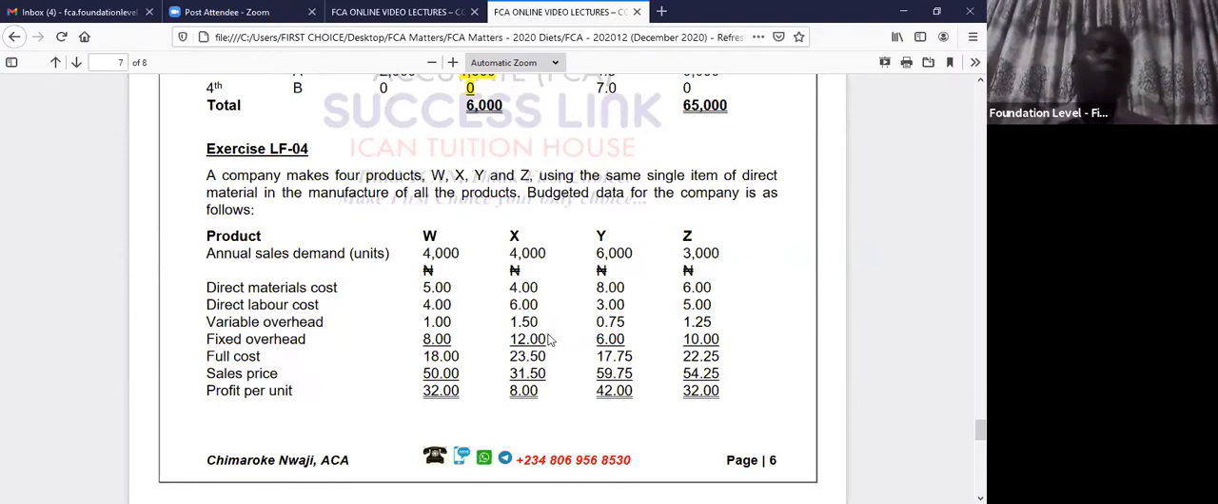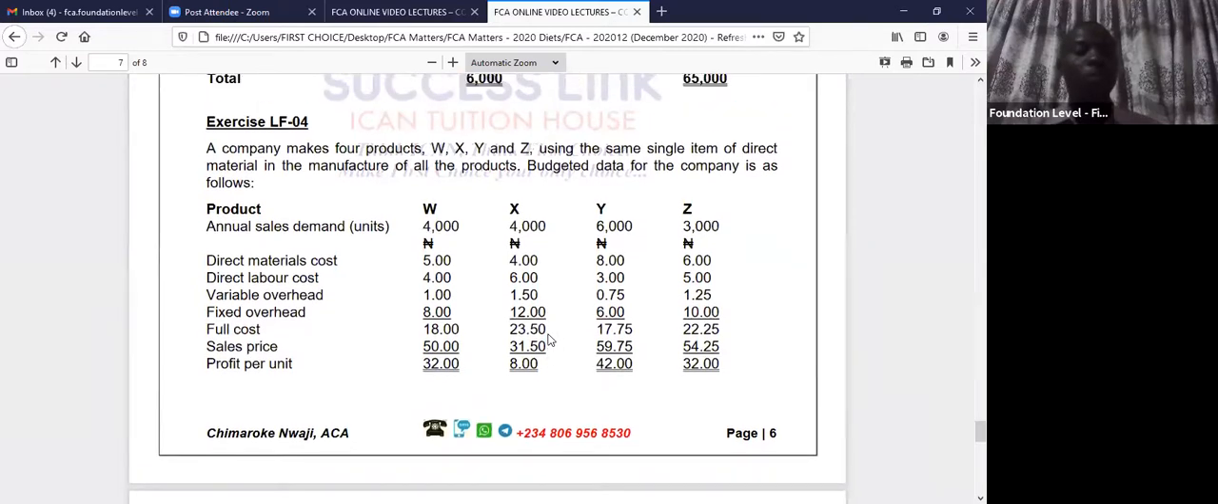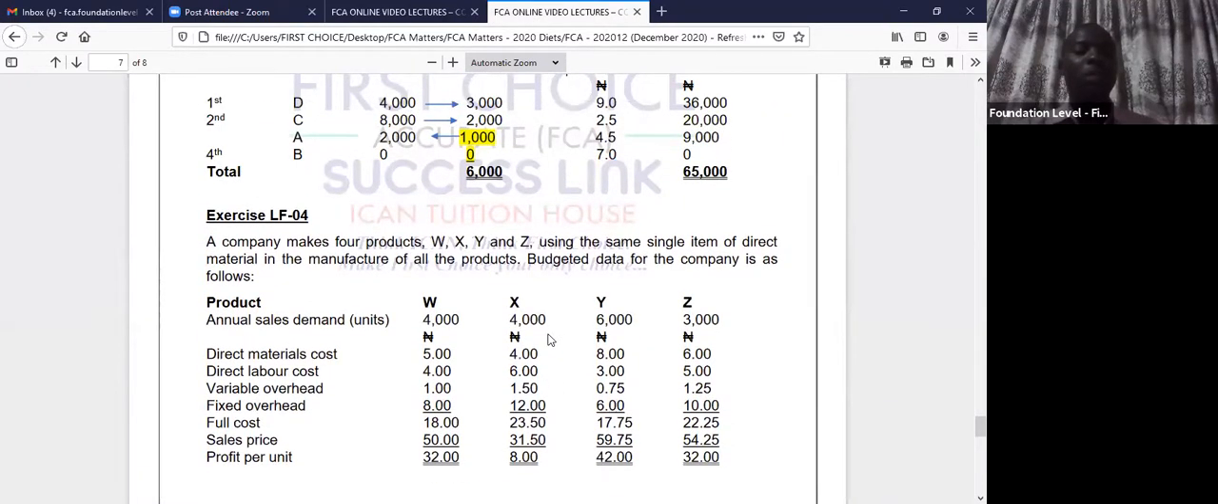Then you look at how to rank it. After ranking it, you check which one of them will give you the highest productivity, so which one of them will be produced first, second, third, or fourth.